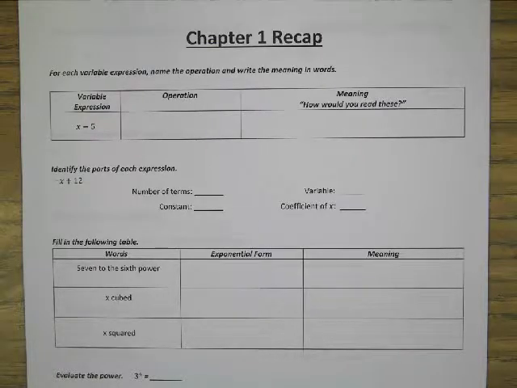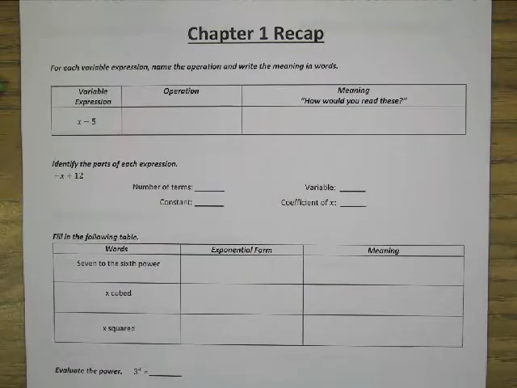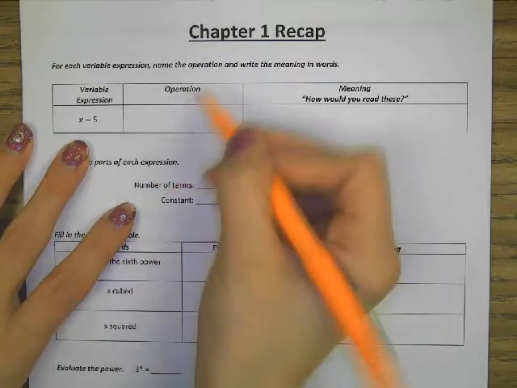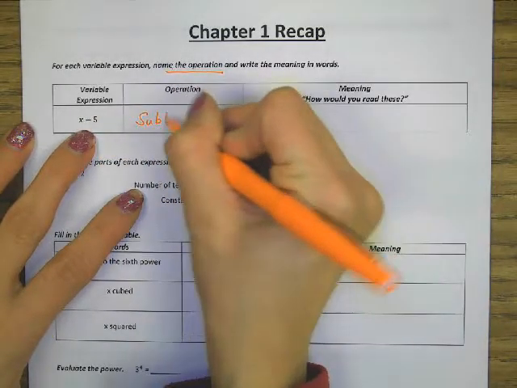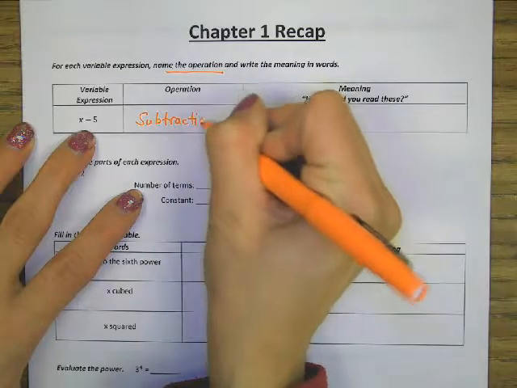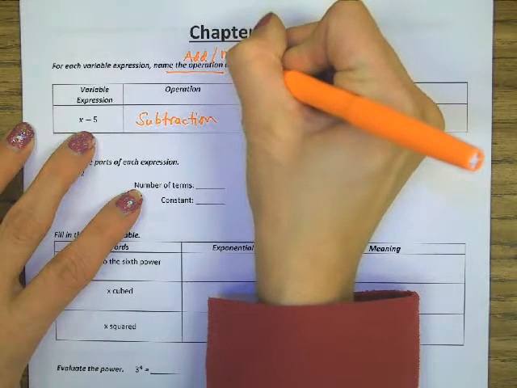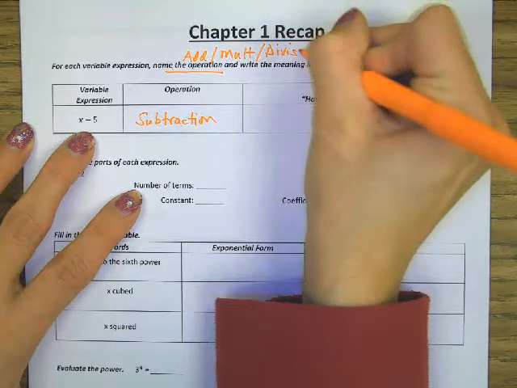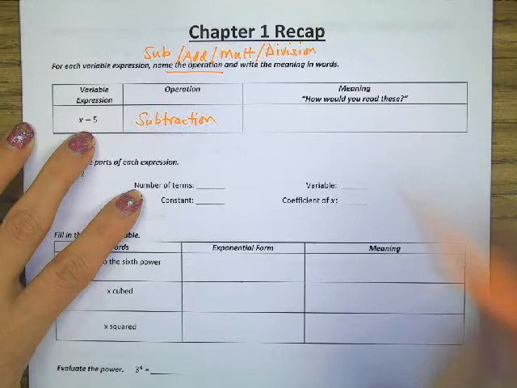We are going to start to prepare for finals, and the first chapter that we want to refresh is Chapter 1. Back in the day when we studied this chapter, there were variable expressions and there were operations. Okay, so let's name the operation. This is subtraction. You could also have addition. You could also have multiplication. You could have division. Okay, let's add subtraction to the list. So those are the operations.